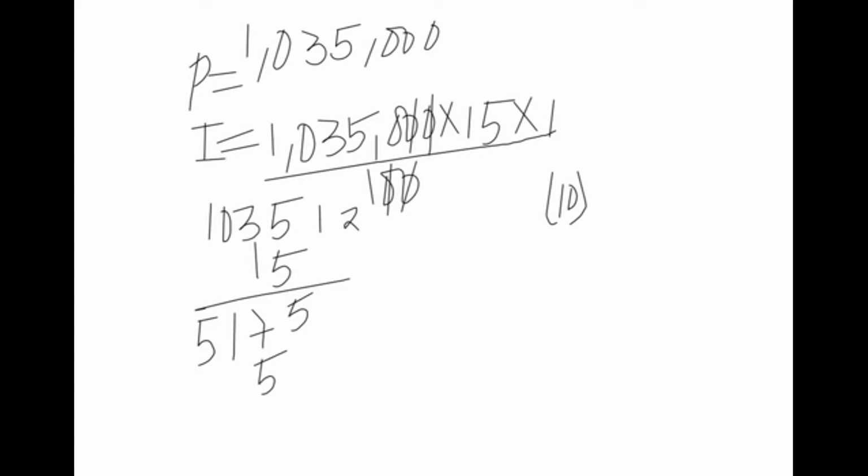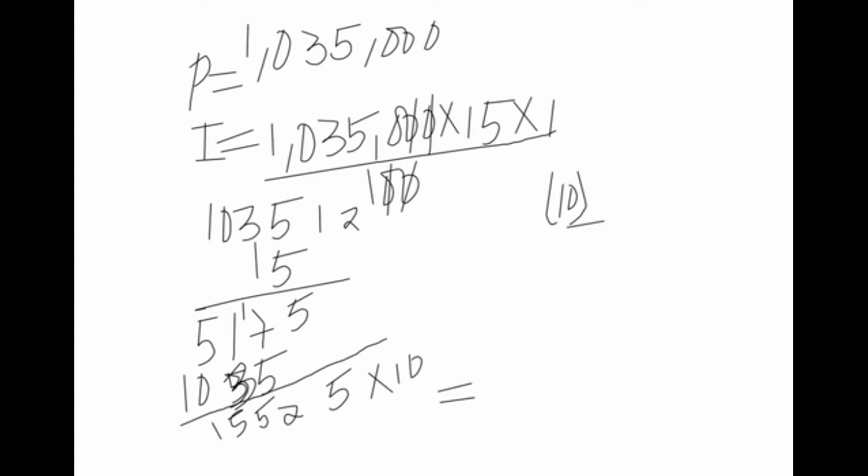1 times 3 is 3. 1 times 0 is 0. 1 times 1 is 1. Then we add this. This is 3. So we have 5, 12, carry 1, 3, 4, 5. We have 5, we have 1. So we have then times this 10. So we have 155,250. That is the interest for the second year.